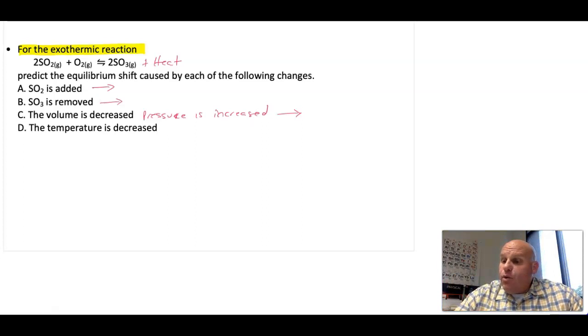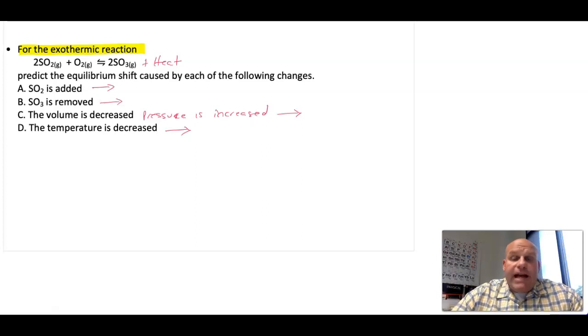Okay, so now that I know where the heat is, temperature is decreased, tells me I'm removing heat. So to the removed, I have to produce more heat. After that disturbance, the reaction is going to shift to the right.